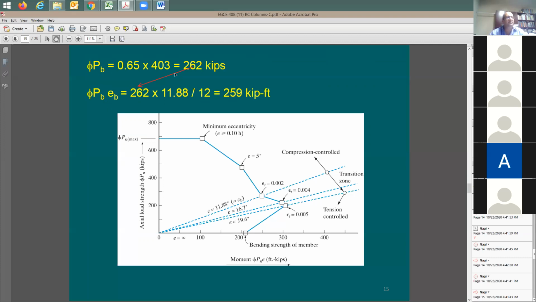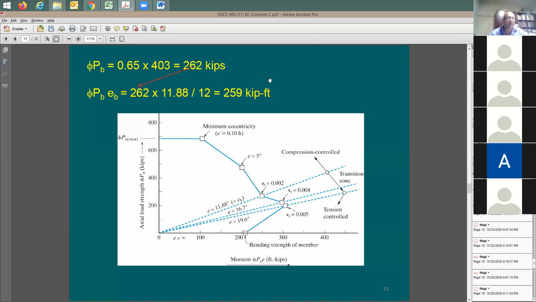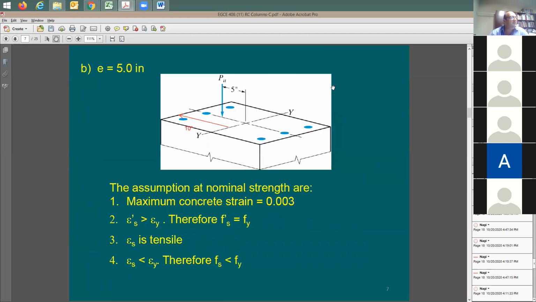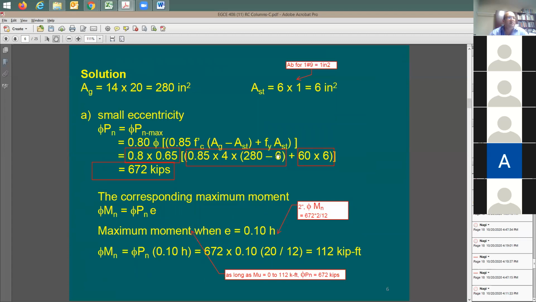So, okay, this is good. I guess I'm done. Now I need to understand these points. What does it mean by these points? All of the work that we have done. You can say, here's the first point. Phi Pn, based on the simple equation. Someone's going to say, which simple equation? I'm going to take you back to it. This is going to be the simple equation for compression. Remember, assuming that you have a small eccentricity, it is going to be 672, and then you multiply by phi, and this is going to be the phi Pn.